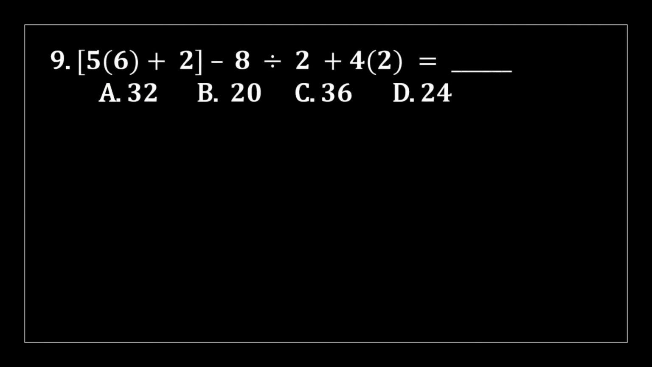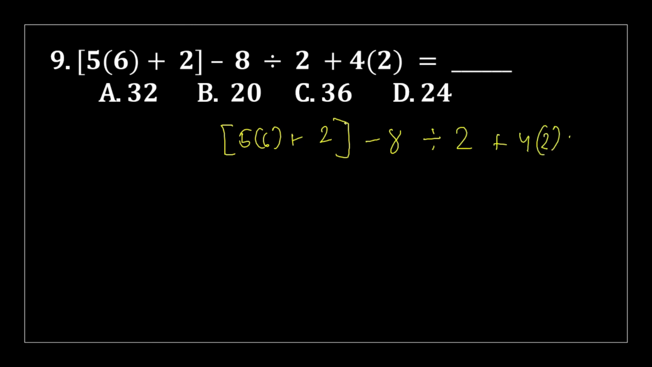Number 9. So this is an easy problem. All you have to do is to concentrate and do the PEMDAS. So 5 multiplied by 6 plus 2 minus 8 divided by 2 plus 4 multiplied by 2. So it equals what? So let's do this first. So we can get 30 plus 2 minus 8 divided by 2 plus 4 times 2 is 8.